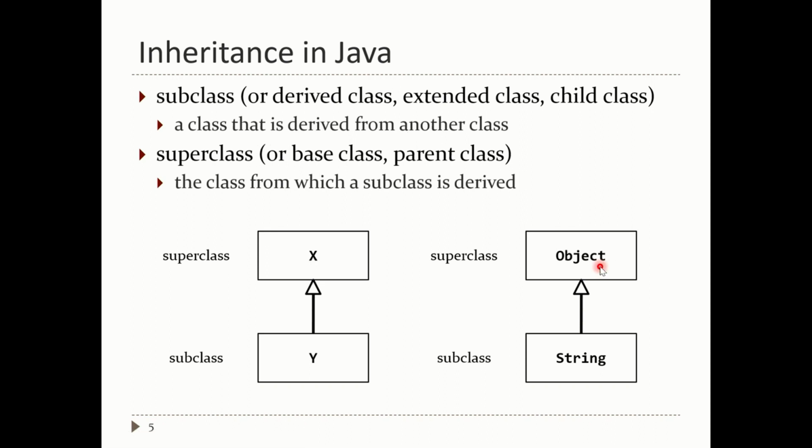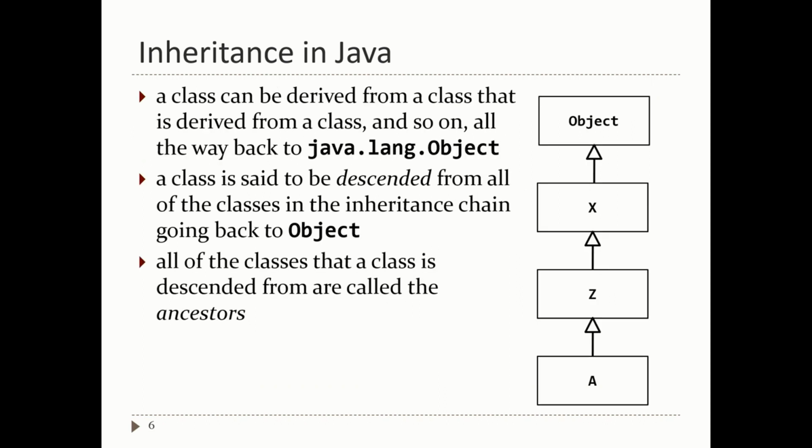So Object is the superclass. It's actually the superclass for all classes in Java. String is a direct subclass of Object. Our Point2 class is also a direct subclass of Object, and so is every other class that we've implemented so far. You can have a class that's derived from something, and then derive from that class, and then derive from that class, and so on. There's no limit to how far you can go. Eventually, in Java, you always get back to Object.